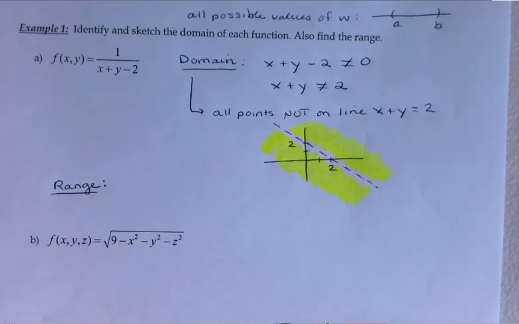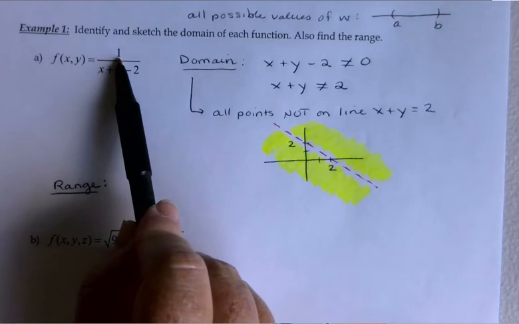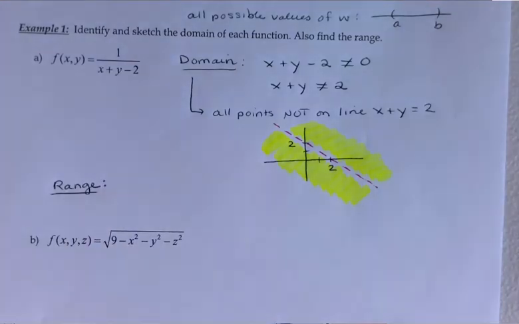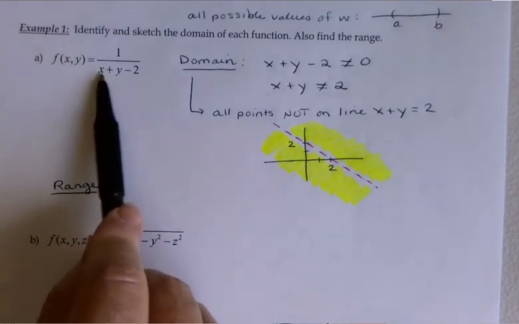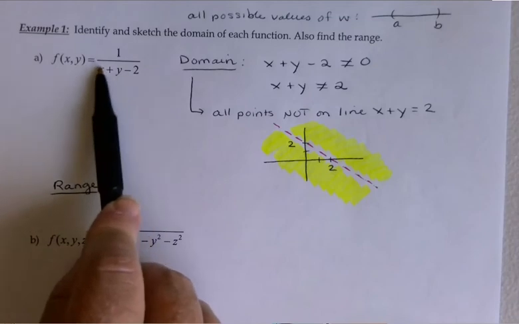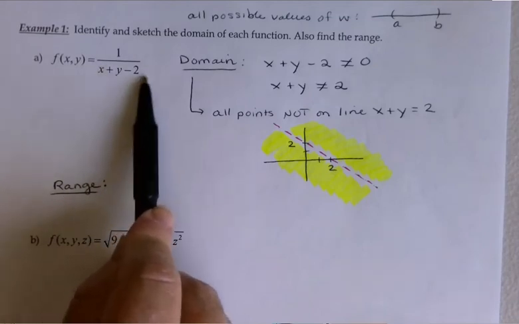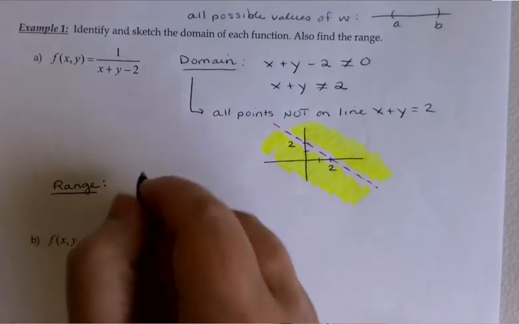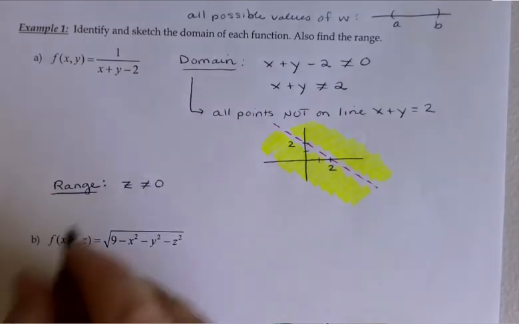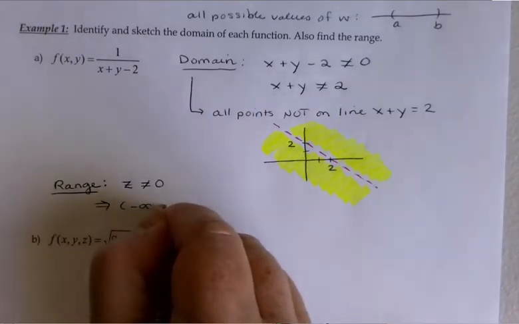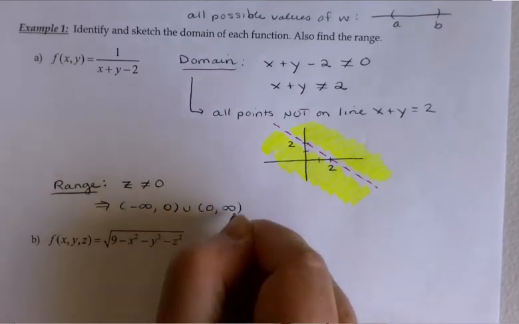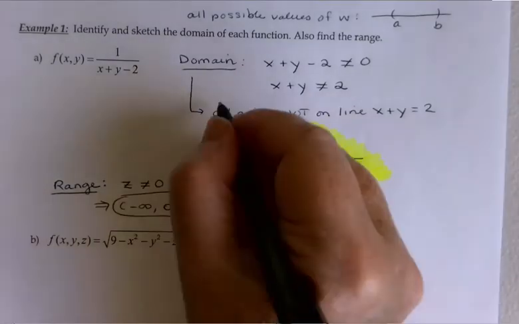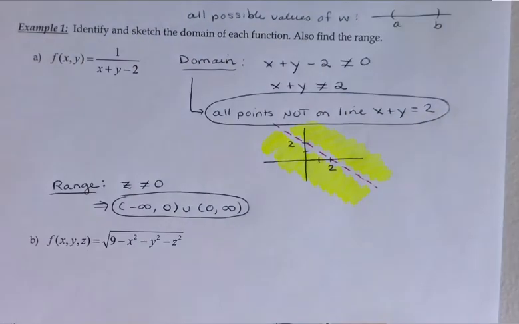Anytime I've got a fraction, one thing I do want to notice is that the only way a fraction can be 0 is if the numerator is 0. So I do know that there's no z values that will ever equal 0 here. I believe, however, the z's can be anything else. If these were negative numbers, I could get any negative number, small or large, in the denominator. And if these were positive numbers, I could get any positive number, small or large, in the denominator. And so, in fact, my range is going to be any z except for 0. That is from negative infinity to 0 and from 0 to infinity. So there's my domain and range for that problem.